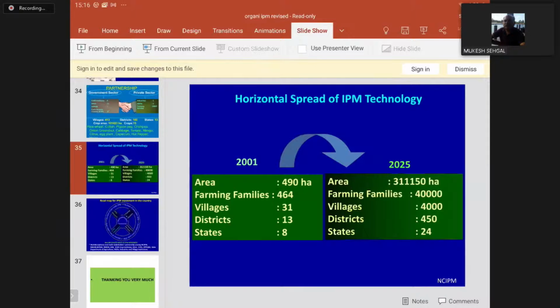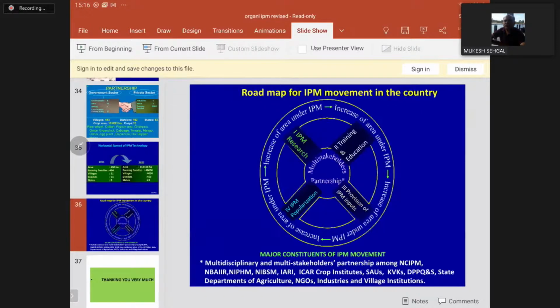In 2001, we had 490 hectares. In 2020, we have covered 118,000 hectares under IPM. And this is our target to be in 2025. And this is a roadmap we have.